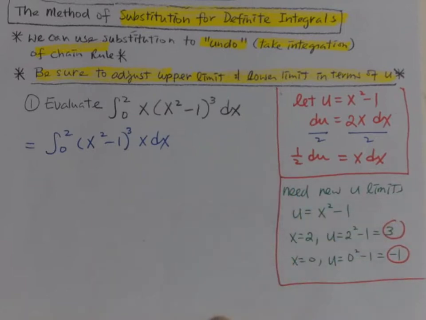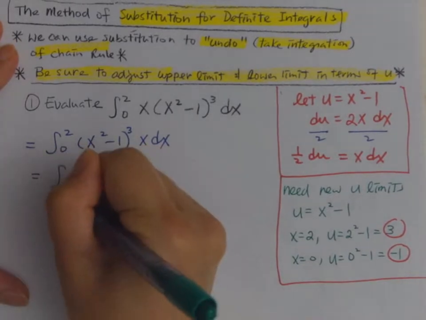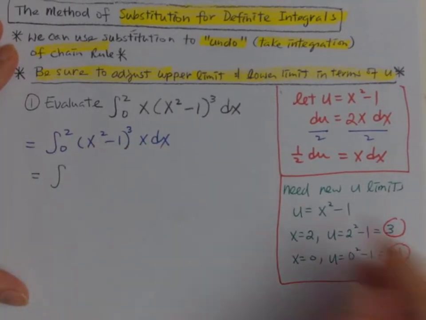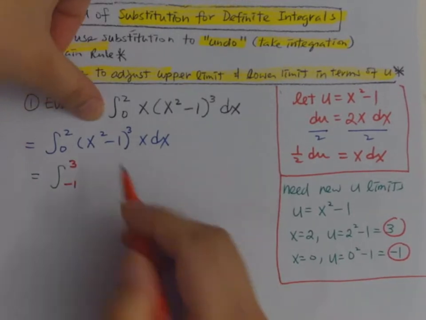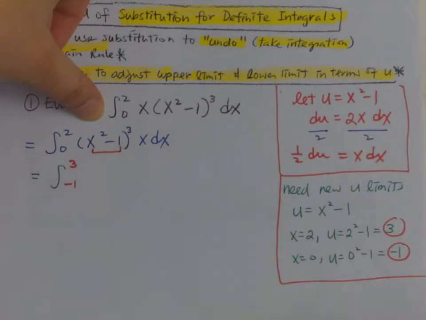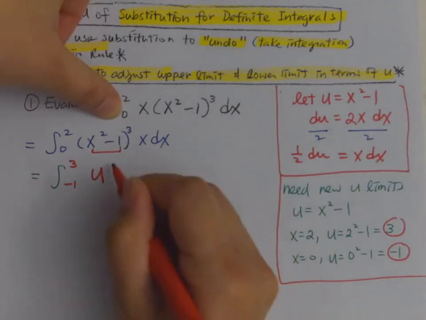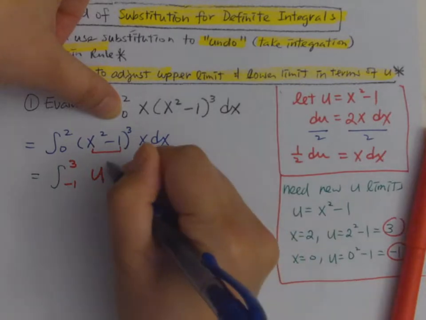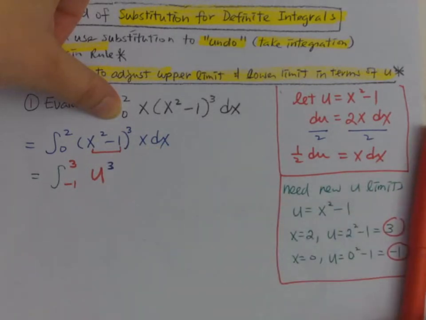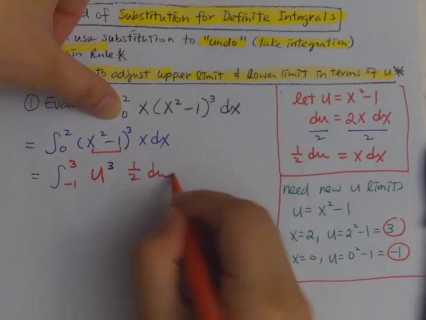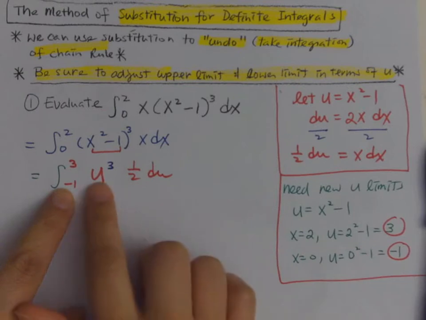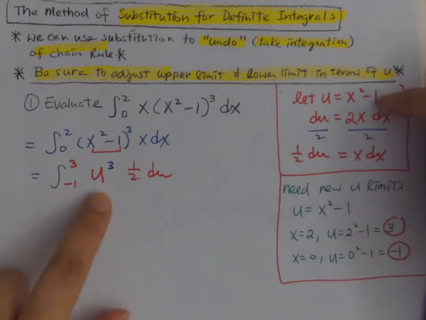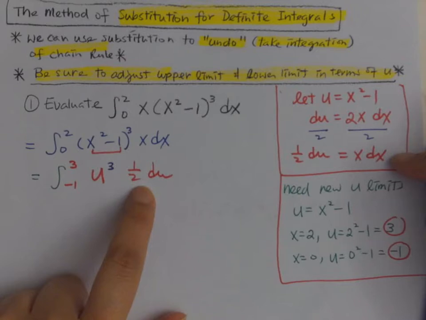All right, how does that work? I'm going to have my new limits, lower and upper, and then x squared minus 1 is my u, right? So u goes here, cubed, and then x dx equals 1/2 du, okay? So a lot going on here. We put in the new u limits because I have u here, and then I replace the x dx part.